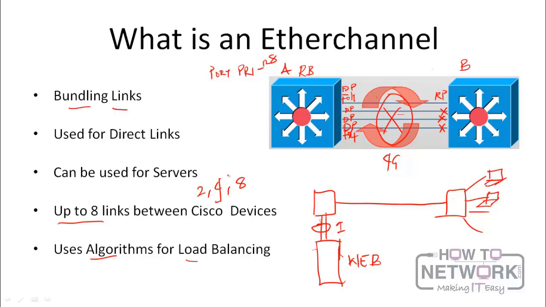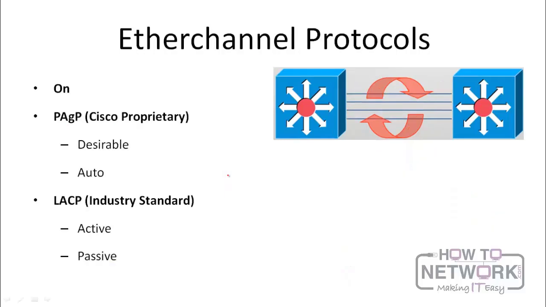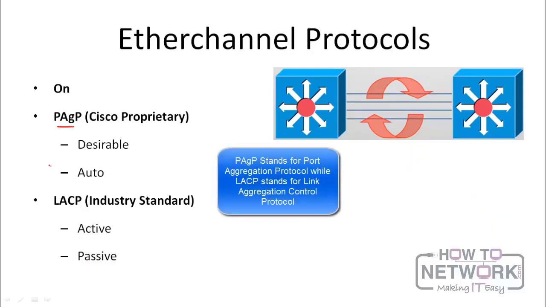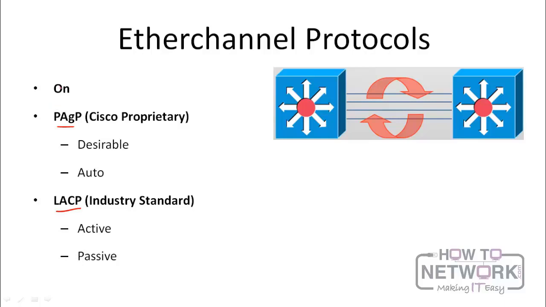Now let's look at Ether Channel protocols. Basically, there are 2 kinds of protocols you can use for Ether Channel. One is PAgP and the other one is LACP. But it's also possible not to use any of the protocols to negotiate the Ether Channel and just turn it on. It's almost like DTP. Remember in DTP, you can have dynamic desirable, dynamic auto, and you can just turn it on. Same thing with Ether Channel. So instead of negotiating an Ether Channel, you just turn it on.